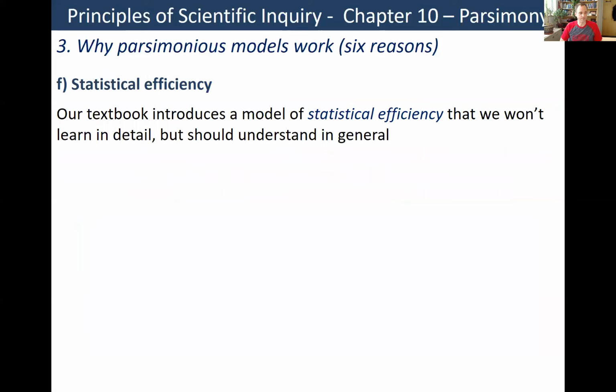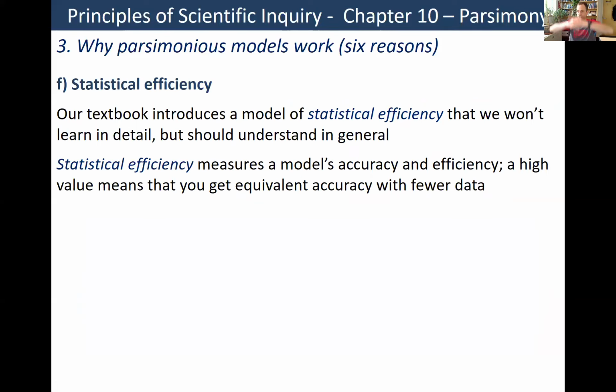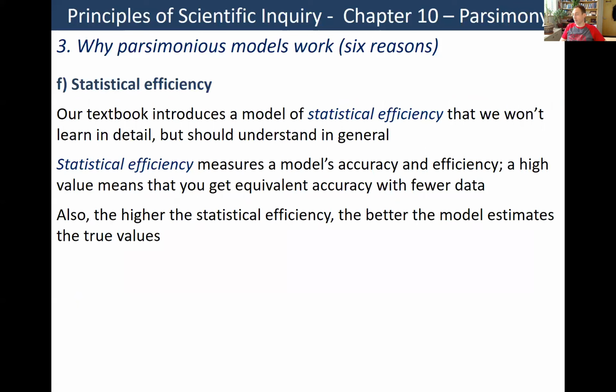Statistical efficiency. Our textbook introduces a model of statistical efficiency that we won't go into in detail, but it's worth understanding in general, just as a means of understanding why these parsimonious models work. Statistical efficiency measures a model's accuracy and efficiency. A high value means that you get equivalent accuracy with fewer data. Also, and ideally, that's what you want. You want to be able to get the most out of the small number of data that you have.